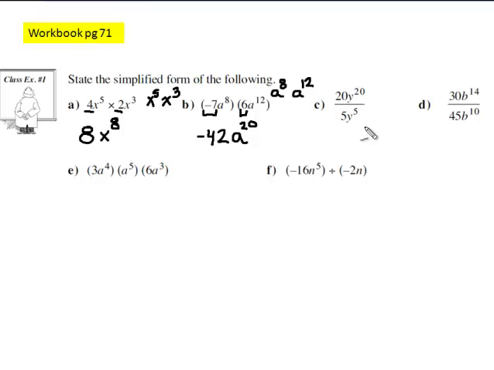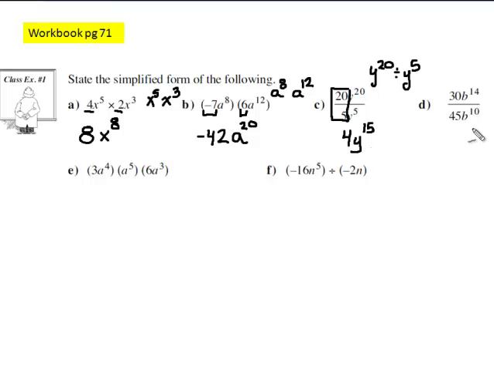Part C is a division question. It looks a little bit different, but we're going to follow the same rules. So let's start with my digits, 20 over 5. In this case, 20 divided by 5 works out evenly to be 4. As far as my variables go, I have y to the 20th divided by y to the 5th. Well, your quotient law says that if you have powers with the same base, which we do here, base is y, we can just subtract the exponents. So 20 minus 5 is 15.